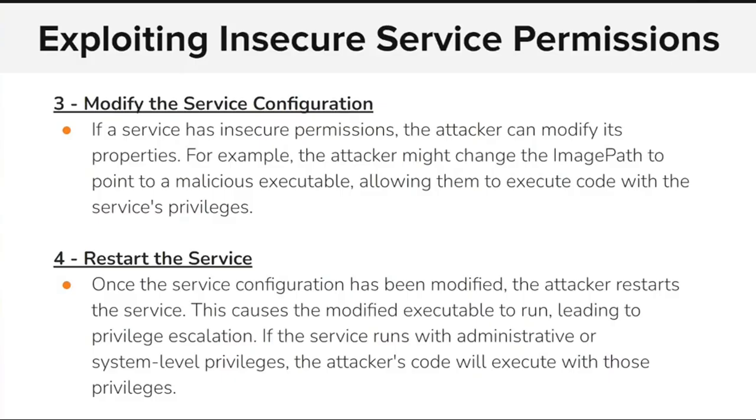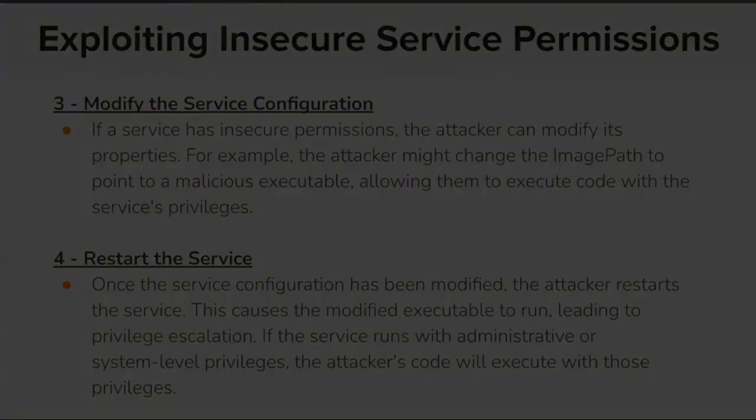And then finally, restarting the service. So once the service configuration has been modified, the attacker restarts the service, and this causes the modified executable to run, leading to privilege escalation. If the service runs with administrative or system level privileges, the attacker's code will execute with those privileges. So that's ideally what we're looking for with regards to exploiting insecure service permissions. And this will become clear in the lab.